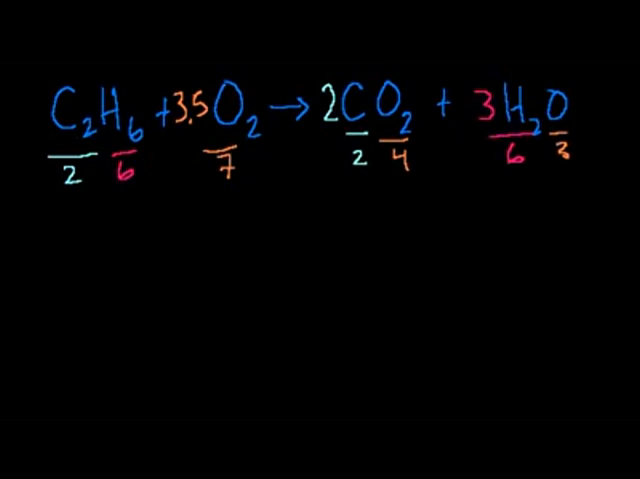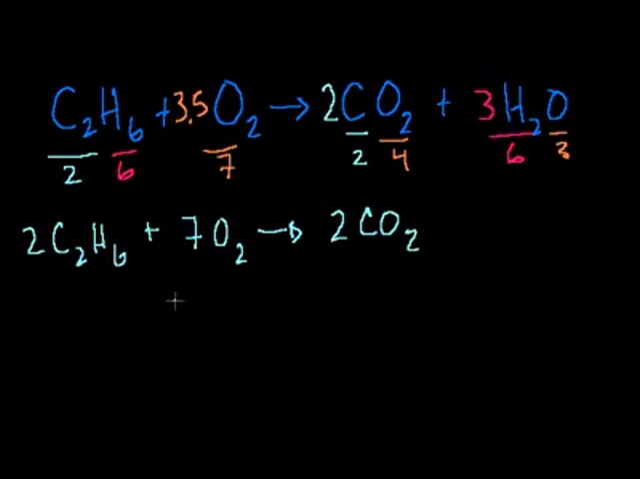So if I multiply everything by 2, I end up with 2 molecules of ethane plus 7 molecules of diatomic oxygen, 7 O2s, yielding 4 molecules of carbon dioxide plus 6 molecules of water.